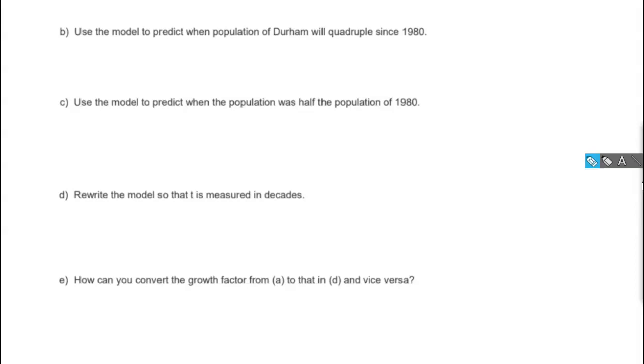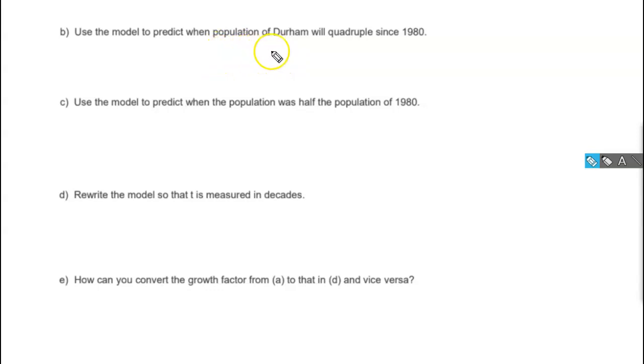So if we wanted to quadruple, we need to think about that word for a second. That means to be 4 times. So if it is 4 times whatever our population was when it started, we want to think about how we are going to figure out how long that's going to take.